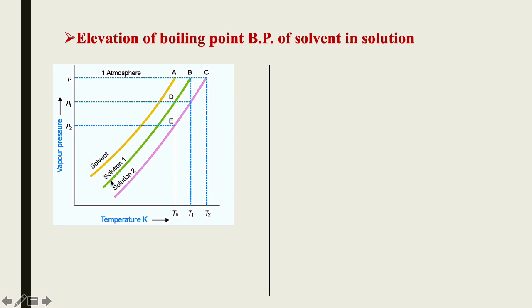As the temperature increases, your solution will start boiling. This line A and this line B are almost parallel. As the temperature increases, after some time it will reach its boiling point, but that boiling point will never be the same as the solvent boiling point. So it will come as capital B. Here T1 represents the boiling point at B.